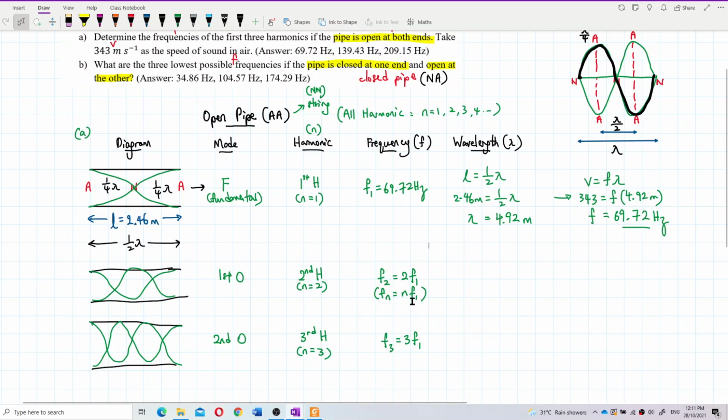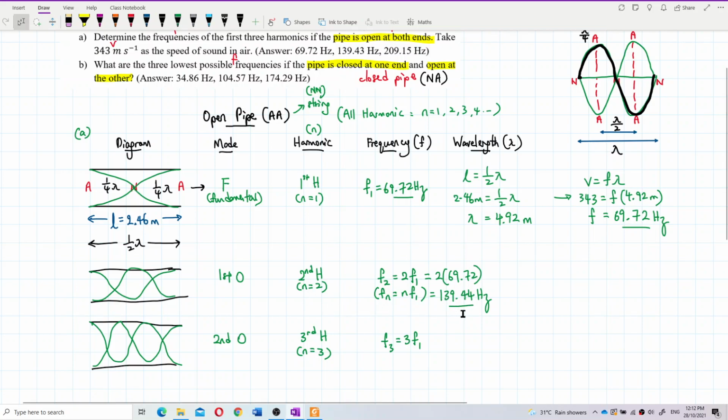I can find the frequency already, because the second harmonic frequency is twice the fundamental frequency, twice the first harmonic frequency, because the n is actually the harmonic. So the second harmonic means n is equal to 2 times the first harmonic frequency. So just multiply 2 times 69.72, and I will get 139.44 hertz.